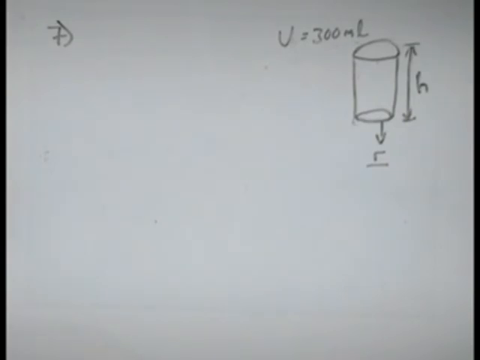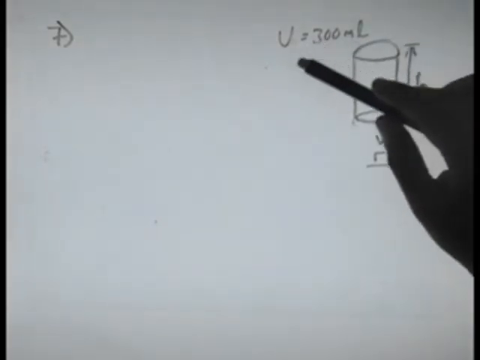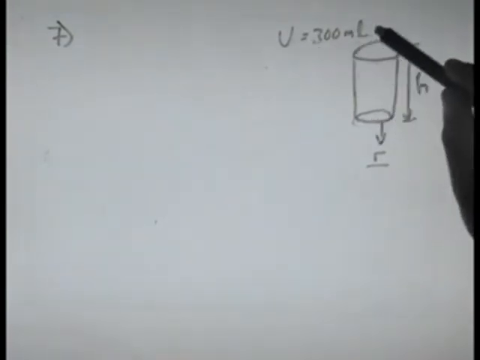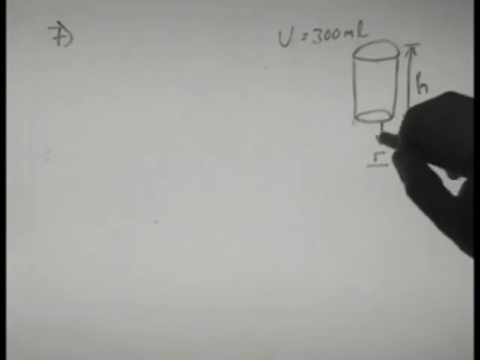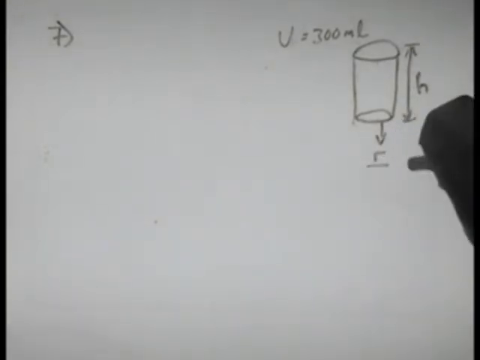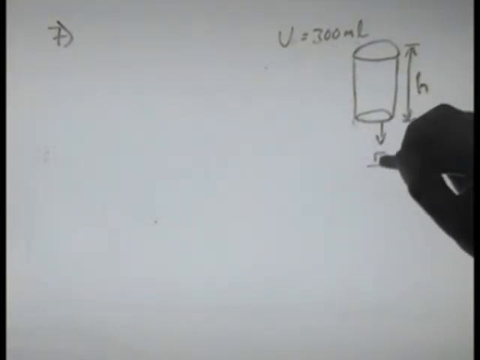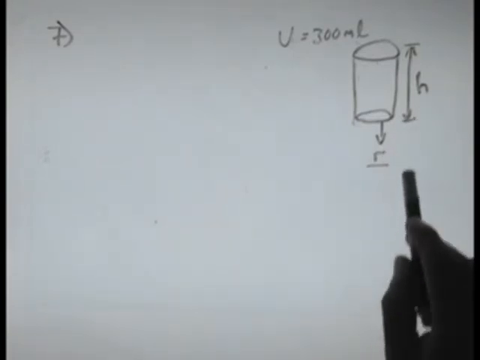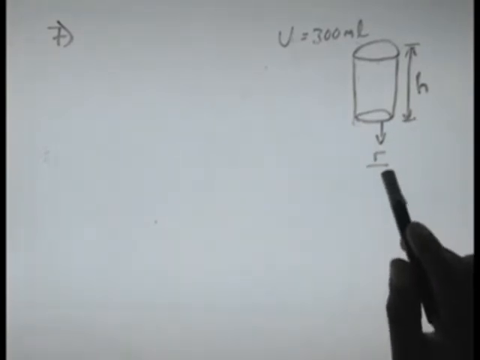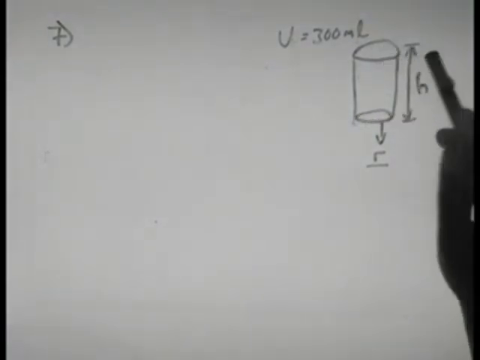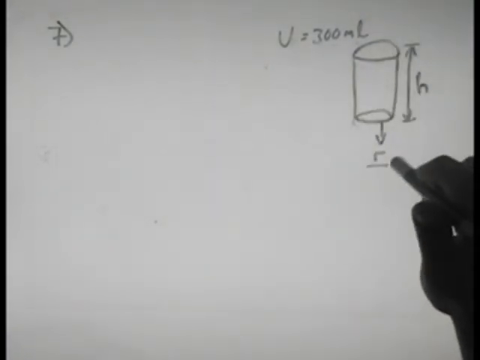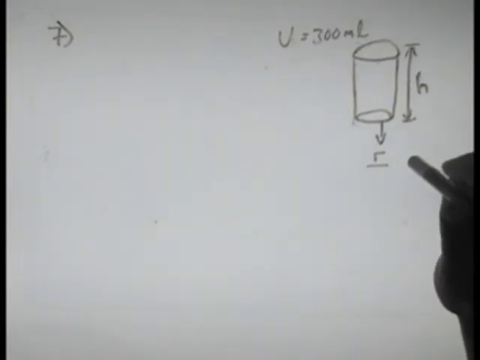Number 7 says that we have a cylinder that has to accommodate a volume of 300 milliliters. We are looking to minimize its surface area in terms of R. So we are looking to manipulate R to get the minimum surface area of a cylinder that will carry 300 milliliters of liquid.